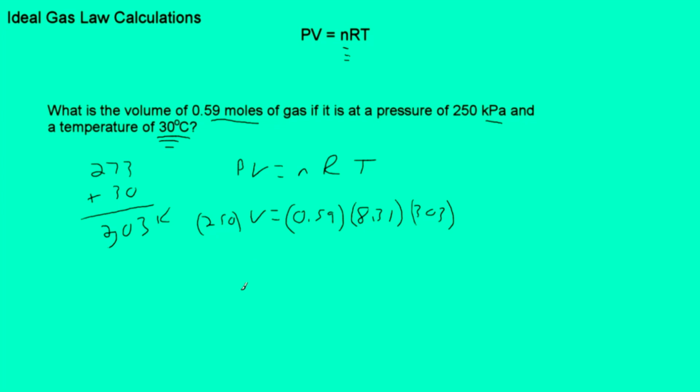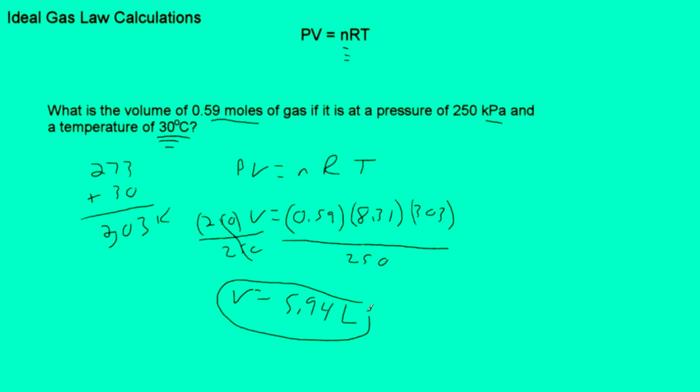All right, so we're just solving for V here. So we're going to divide both sides by 250. And we get V equals 5.94. And this would be in liters. Volume is always in liters when we're talking about the ideal gas law. All right, so pretty simple. We're just plugging numbers in here and solving for whatever is missing.